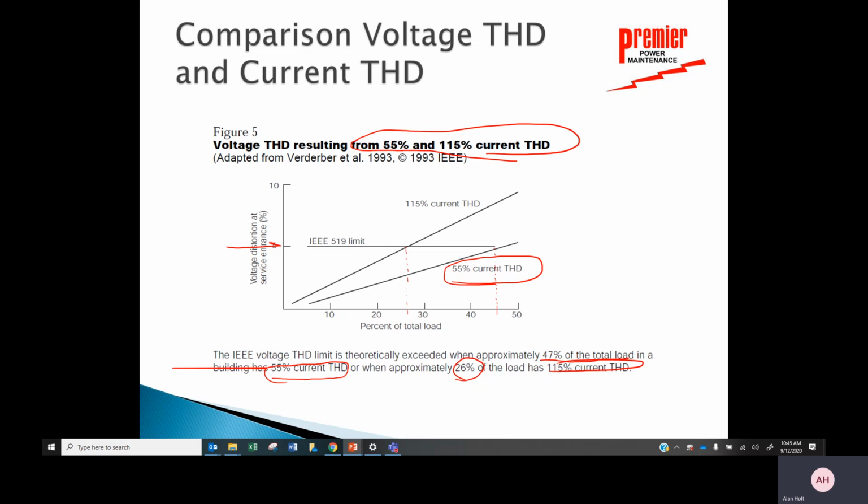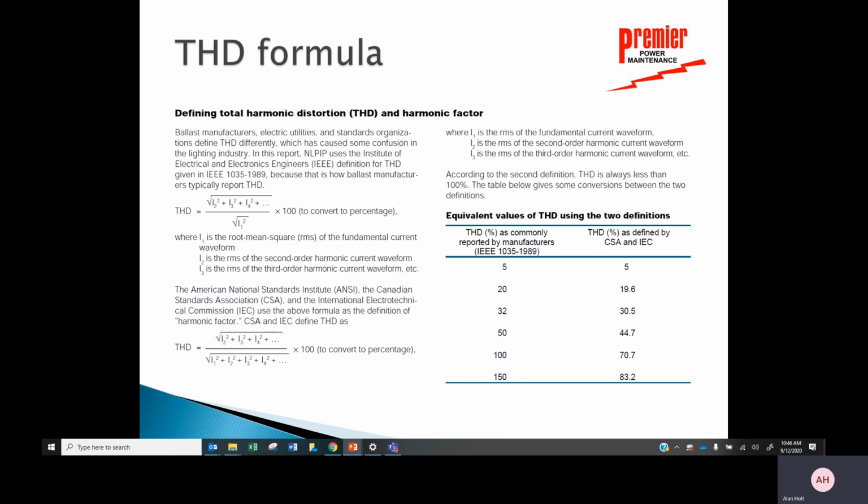But we don't have a feel right now for what all that means when it comes to total harmonic distortion. So basically, here's the definition. Here's the formula, okay? If I look at total harmonic distortion, there are two ways to look at it. There's a way the ballast manufacturers and other places look at it, and here's the other way to look at it. Two different calculations for total harmonic distortion, and they don't vary a lot.